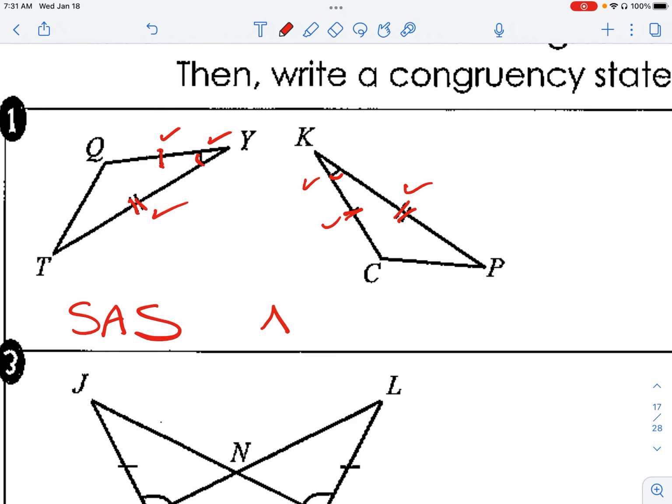And let's write a congruency statement for the triangle. So Y is our congruent, 1, Q, which leaves T, which will be congruent to K over 1 C P.